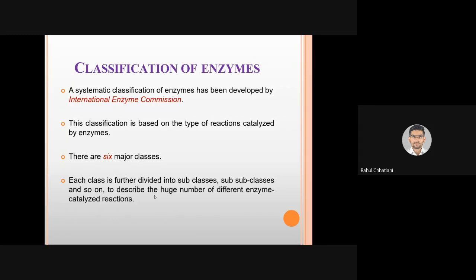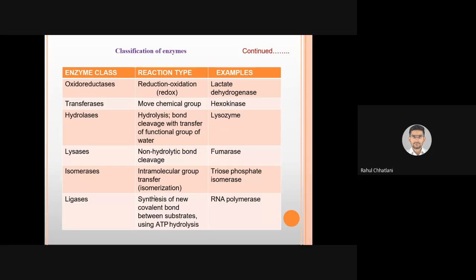So for example, if oxidoreductase is an enzyme class, inside it there will be other classes, and inside those also classes, but we are not bothered to go into that much detail. We are not going to study that science in detail, but we should know at least the 6 major groups. So these are the 6 major types of enzyme. They are all dependent on the reaction type.